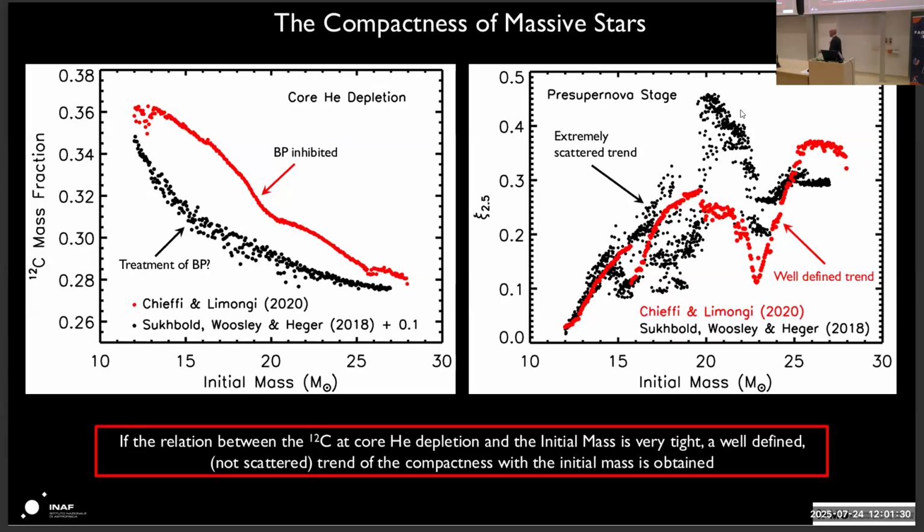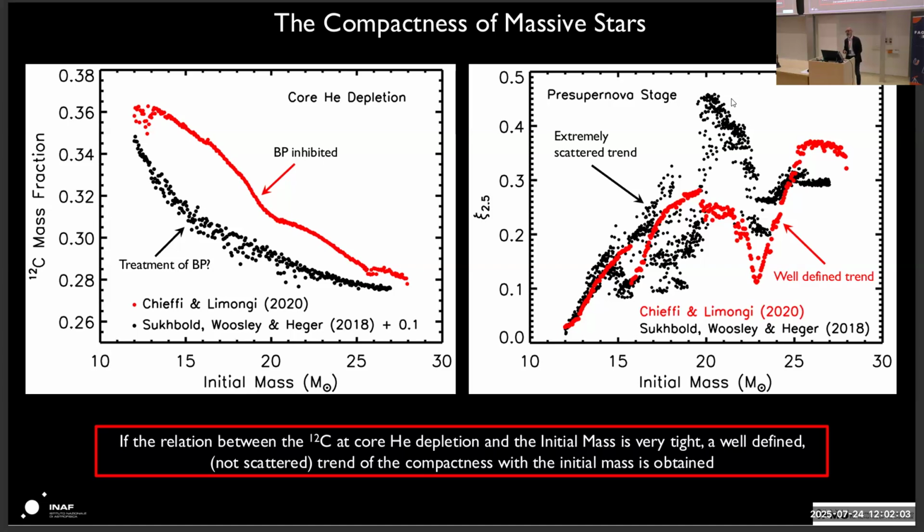So all these differences could explain, but of course I'm not sure, the differences that we found between different sets of stellar models. This is an example, the comparison between our stellar models in red and Sukbo's models in black. And you can see a different carbon-12 relation at core helium depletion.